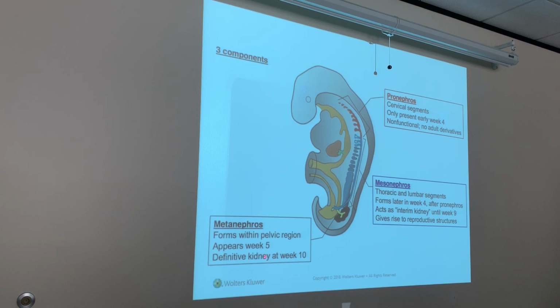See, definitely a kidney at week 10. And so we should start seeing urine in the baby's bladder at 10 weeks.